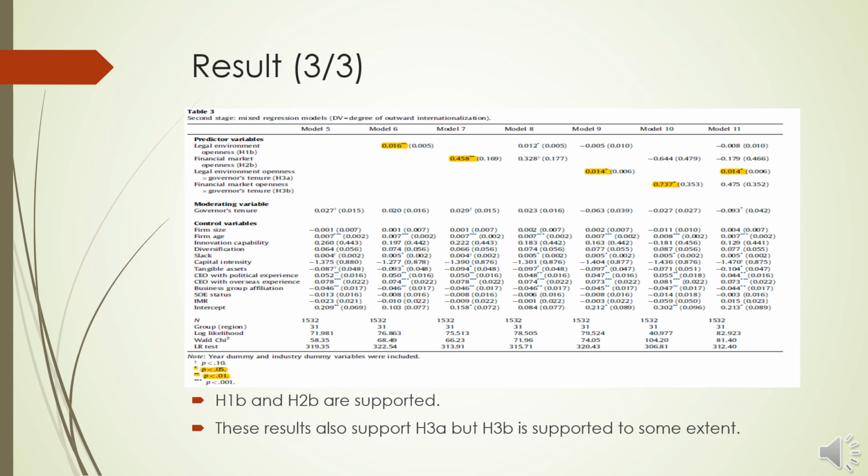Now, with regards to the hypothesis 3A and B, we find that the moderating effect of legal environment openness is significant in Model 9 and Model 11. So, hence, hypothesis 3A is supported. But hypothesis 3B is supported to some extent because the moderating effect of financial market openness is very much significant in Model 10, but it is insignificant in Model 11.